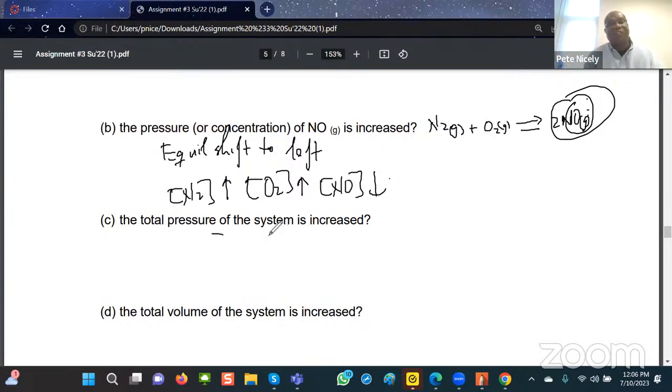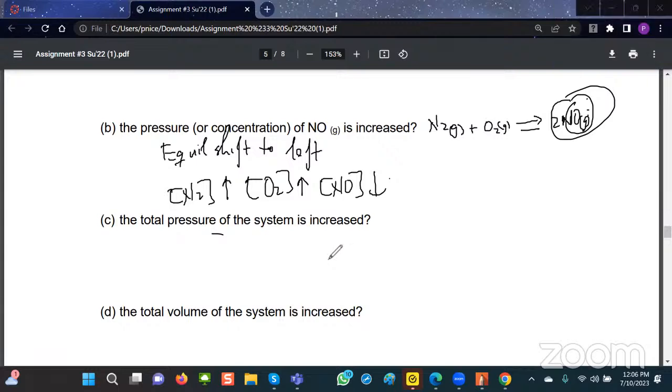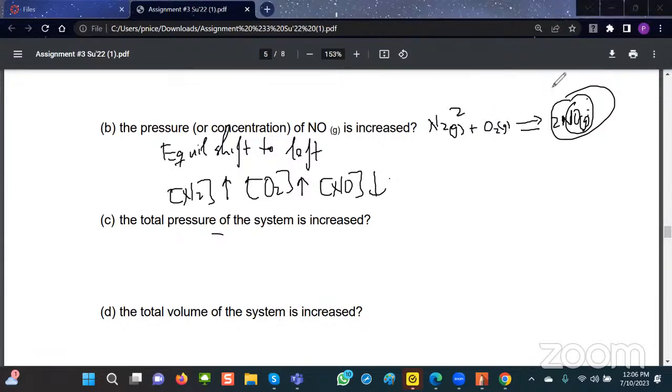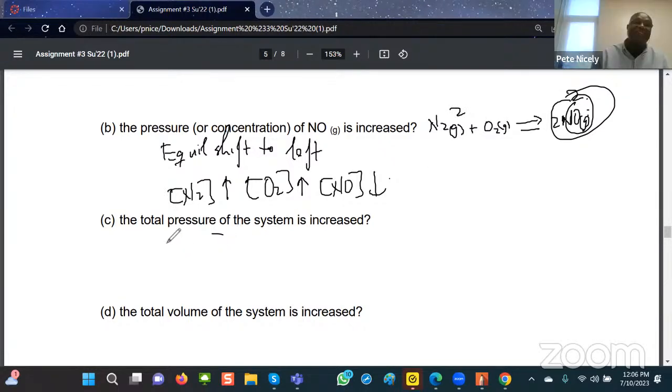Now the C part says the total pressure of the system is increased. So you're increasing the total pressure of the system. So remember what we said you look for when you're looking at the total pressure. What are we looking at? The moles. So we're looking at the moles of gases on each side. What's the total number of moles on the left side here? 2. And what's the total number of moles on the right side? 2. Good.